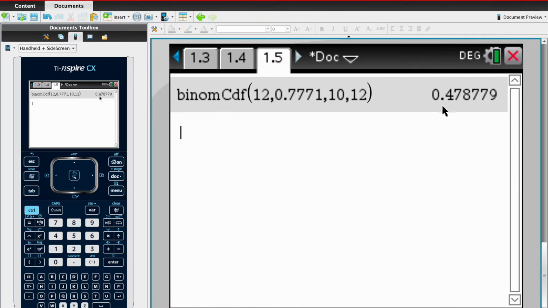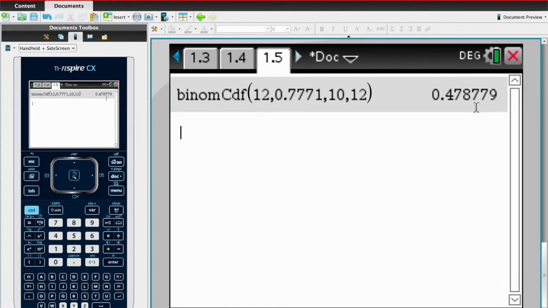So, the probability that an individual box is dispatched is 0.478779, or as a percentage to 3 sig figs, this would be 47.9%. So that would be the probability that a box is dispatched. That is to say, at least 10 of the 12 components pass both test 1 and test 2.